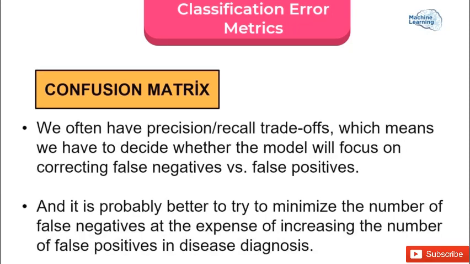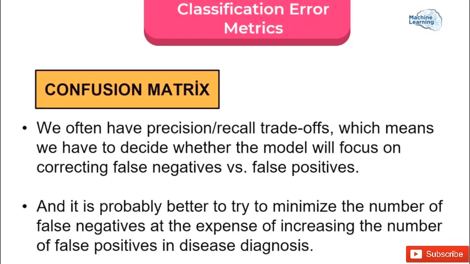So as we mentioned, we often have a precision recall trade-off, which means we have to decide whether the model will focus on correcting false negatives versus false positives. So at the expense of reducing false negatives, we'll likely increase false positives, and vice versa. And it's probably better to try to minimize the number of false negatives at the expense of increasing the number of false positives when you're talking about disease diagnosis. So it goes in the direction of false positives.